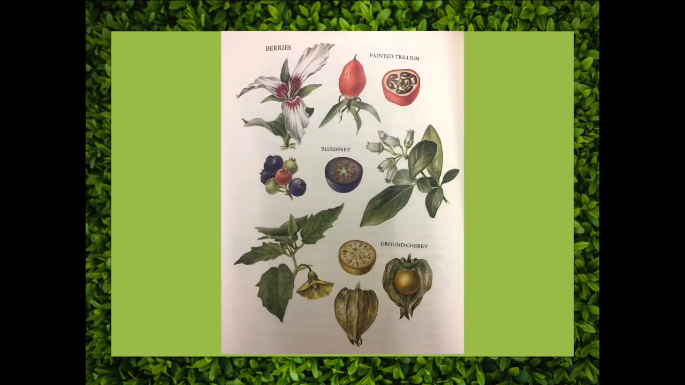Other berries include things like blueberries, as you can see in this botanic illustration. Ground cherries like tomatillos, or trillium is a wildflower, and in this painted trillium, their fruits are also berries. And what makes them berries? It's that fleshy mesocarp that surrounds the seeds.